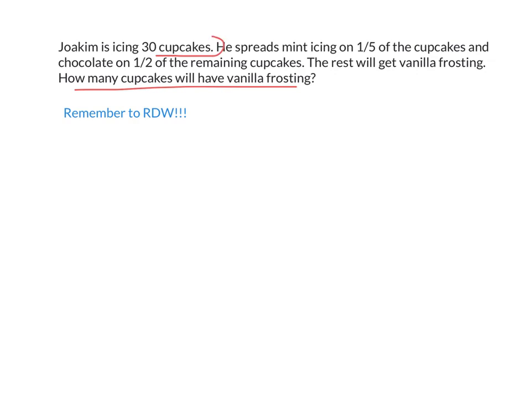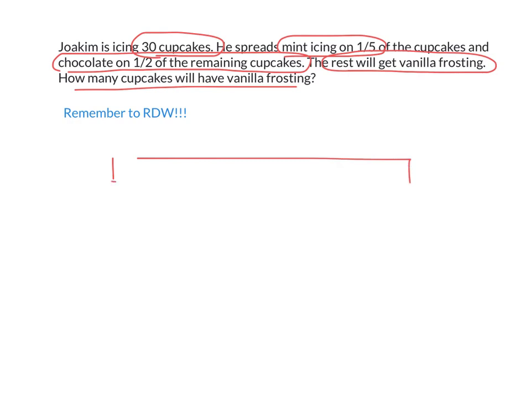We know that he has 30 cupcakes altogether. He spreads mint on 1/5 of the cupcakes. And then chocolate on half of the remaining. And all the rest are vanilla. So every time I'm solving word problems, I act it out in my head. And then I draw a tape diagram to match it. Let me show you what I mean.